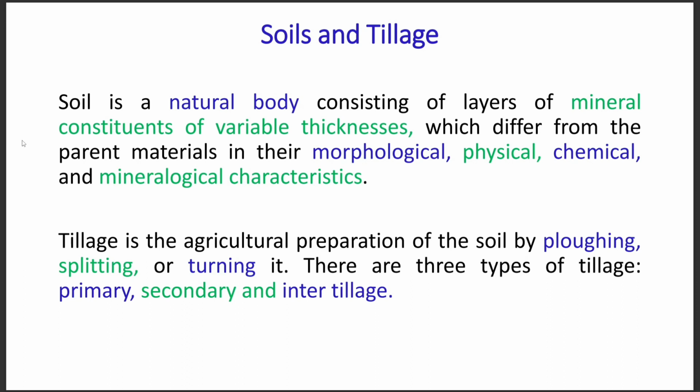Then we have tillage. Tillage is the agricultural preparation of the land. Mainly we prepare the soil by plowing it, splitting it, or turning it around. And tillage is classified into 3 divisions: primary tillage, secondary tillage and intertillage.